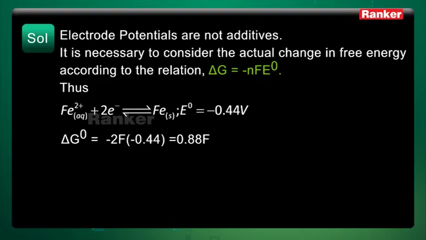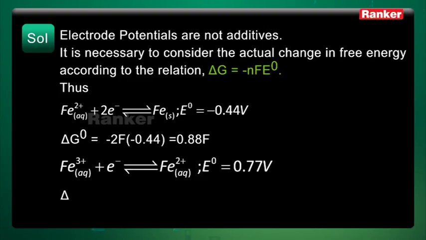So when you take n as 2 and put the value of E0, you get the value of delta G0 as 0.88 F. Now for the next equation, that is Fe3+ + electron gives Fe2+, E0 is 0.77 volts and corresponding delta G0 comes to minus 0.77 F. Now what you need to do is add these two delta G0 values. See, the one value is positive, the other one is negative. So if you add these two values, you get minus 0.11 F.